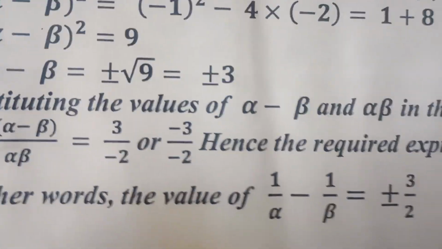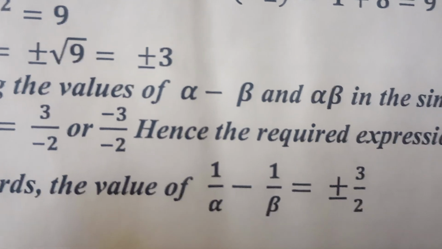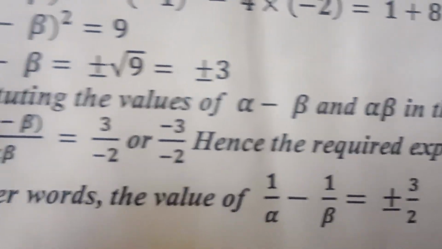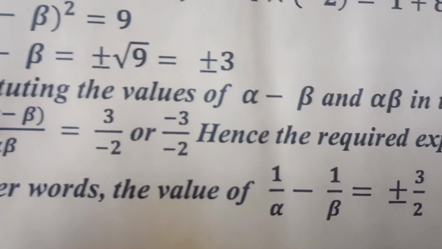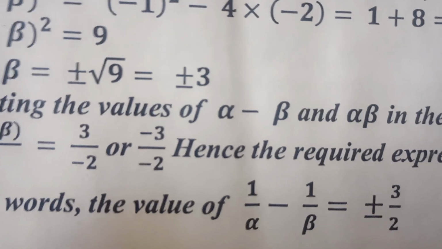In other words, we can also write it this way: plus or minus 3 by 2. So the value of 1 by alpha minus 1 by beta is plus or minus 3 by 2, and that's the answer.